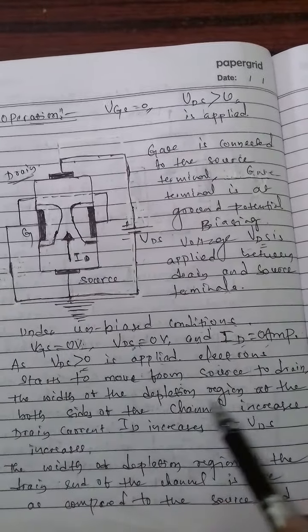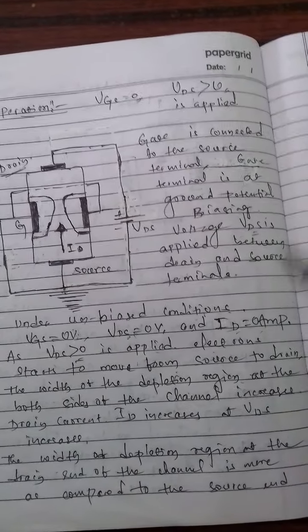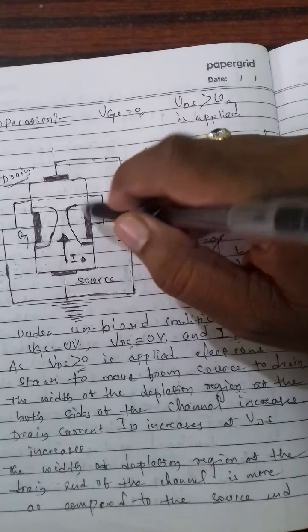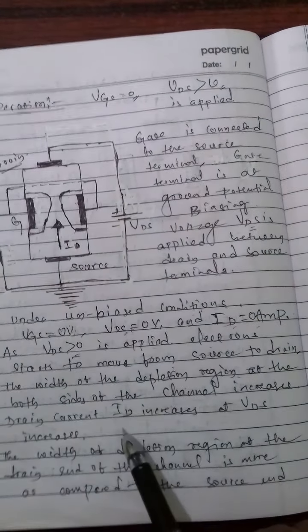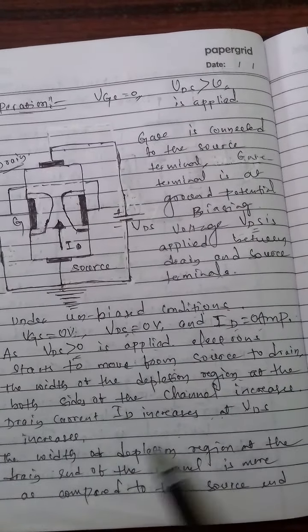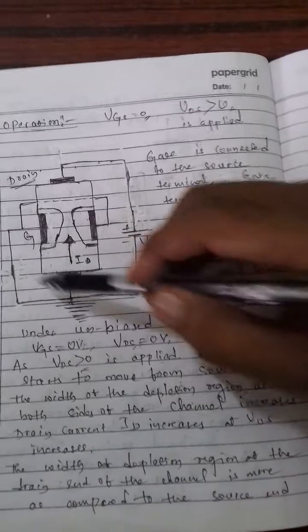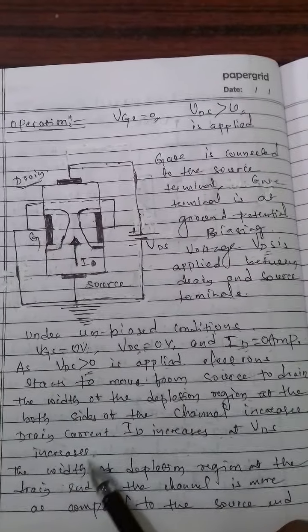The width of the depletion regions at both sides of the channel increases. Here the drain current ID increases as VDS increases. The drain current ID increases as the voltage applied VDS increases.